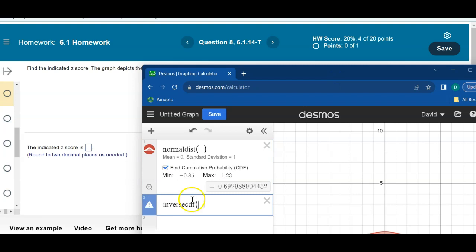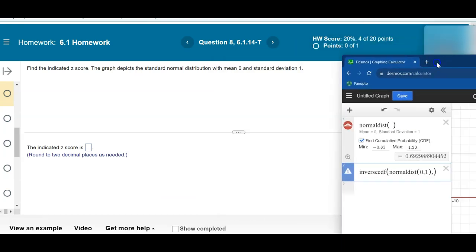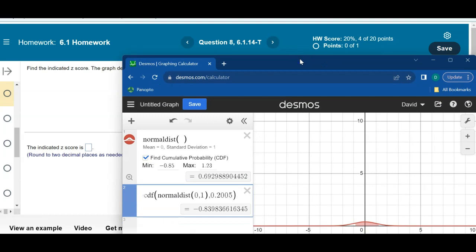So what I need to do in this one is I need to use something called the inverse CDF. Open the parentheses, and then I just always copy the normal distribution thing and paste it in there, but you can also just type it all out. And this time you do need to put the 0 and the 1 in there, and then after that you have to put another comma, and now you have to tell it an area specifically to the left. And so this area to the left is 0.2005, so I type that in there and it gives me the number that has that area to the left.